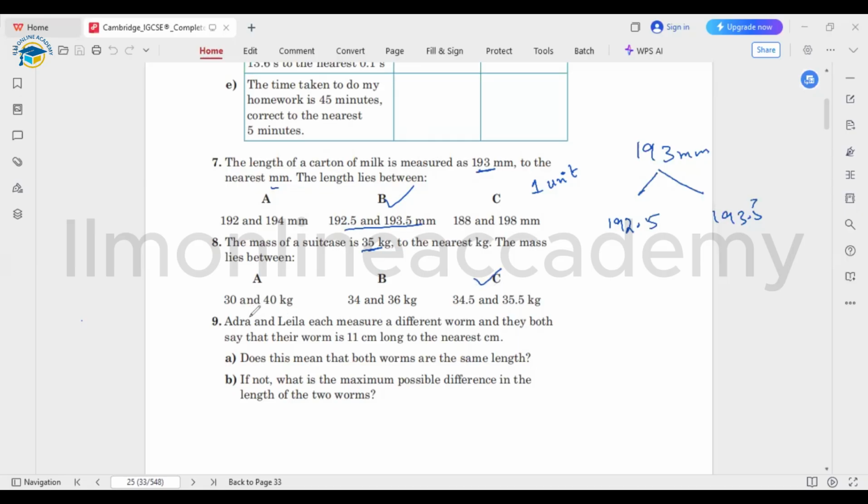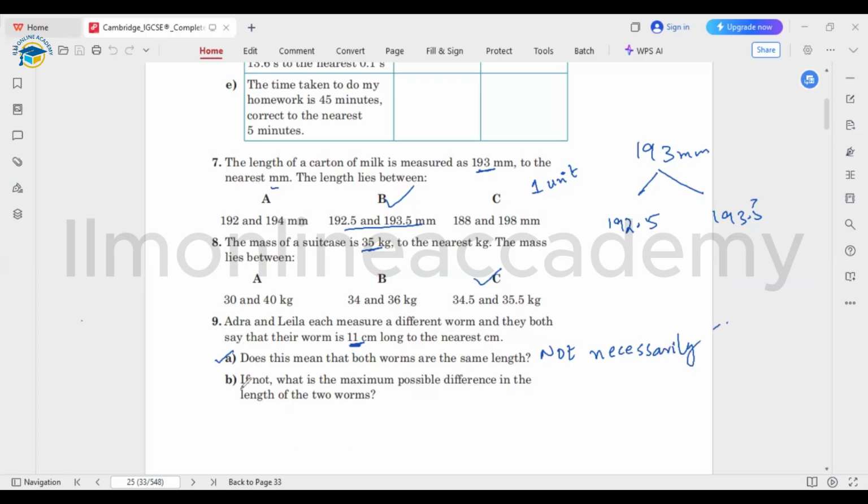In this, they're saying that Edra and Laila each measure a different worm, and they both say that their worm is 11 centimeters long to the nearest centimeter. Both worms have this one length according to their perception. So in part A, they're asking, does this mean that both worms have the same length? This is basically an estimation, their approximate answer to the nearest centimeter. So this will not necessarily be the same for both of them. So we can say, not necessarily.